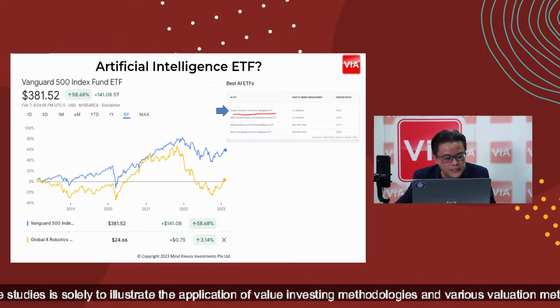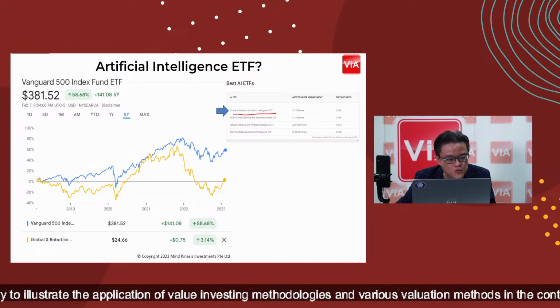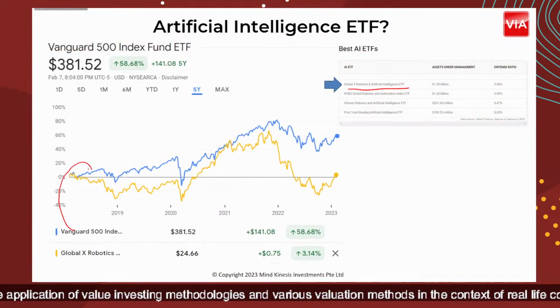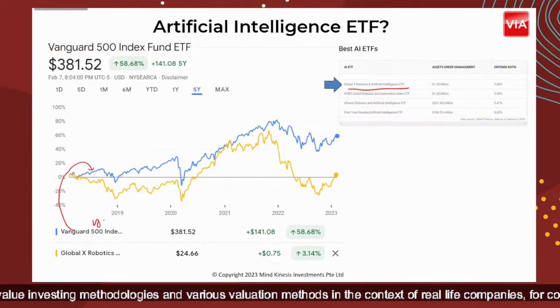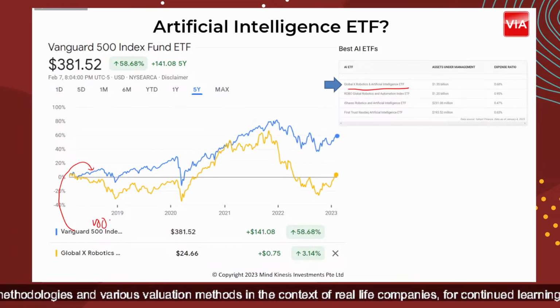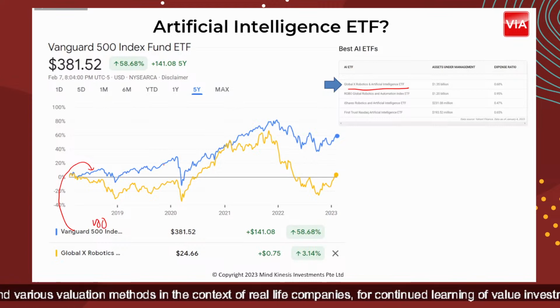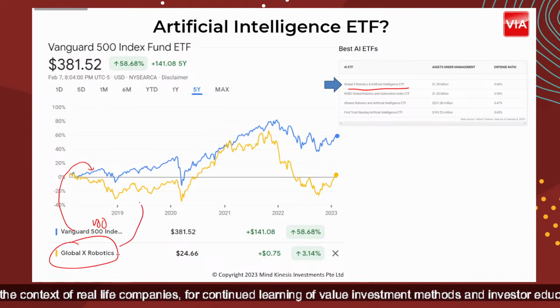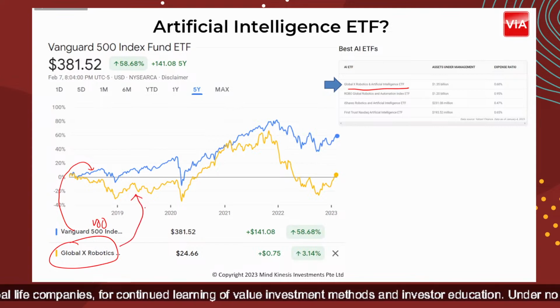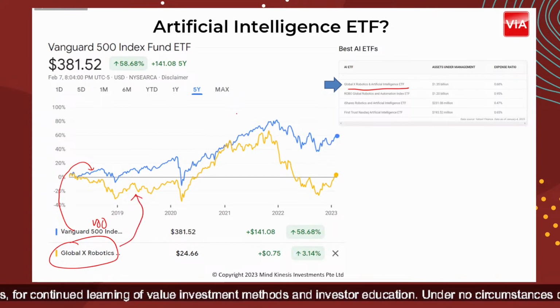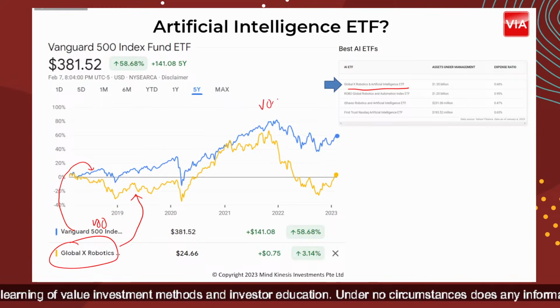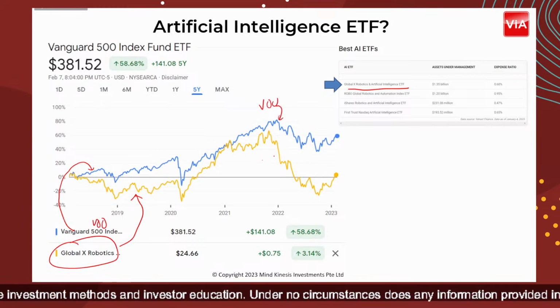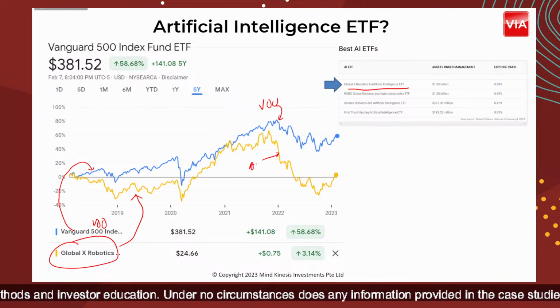Let me share this with you. What I did was, this blue line is Vanguard. The ticker symbol is VOO, which is a low-cost S&P 500 index fund. And the one recommended by Motley Fool is the yellow one. Can you see? I'm going to go a bit slow over here. What does this graph mean? The VOO is on top, and the other one, the robot one, the AI one, is at the bottom.